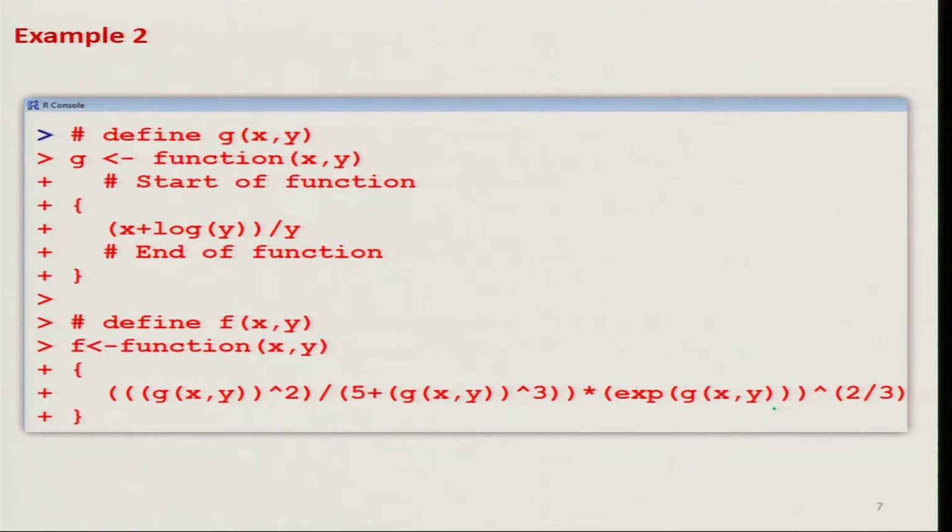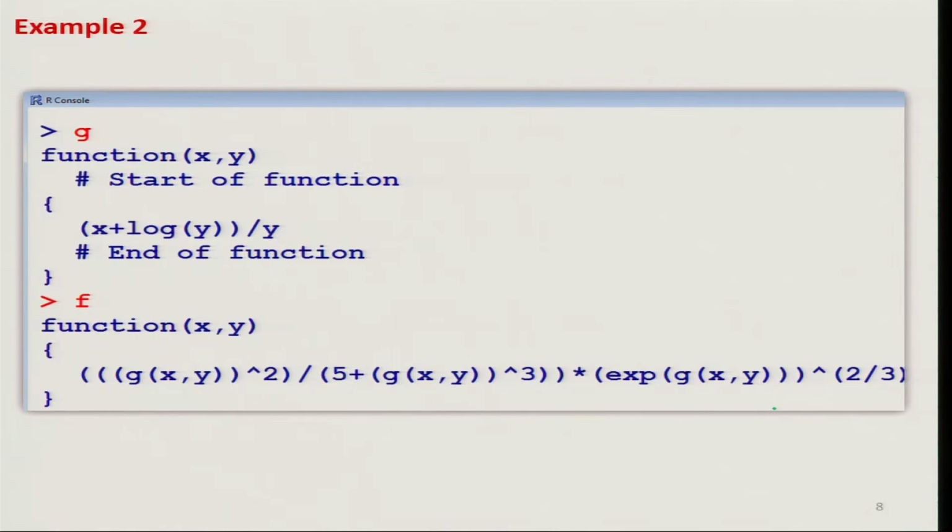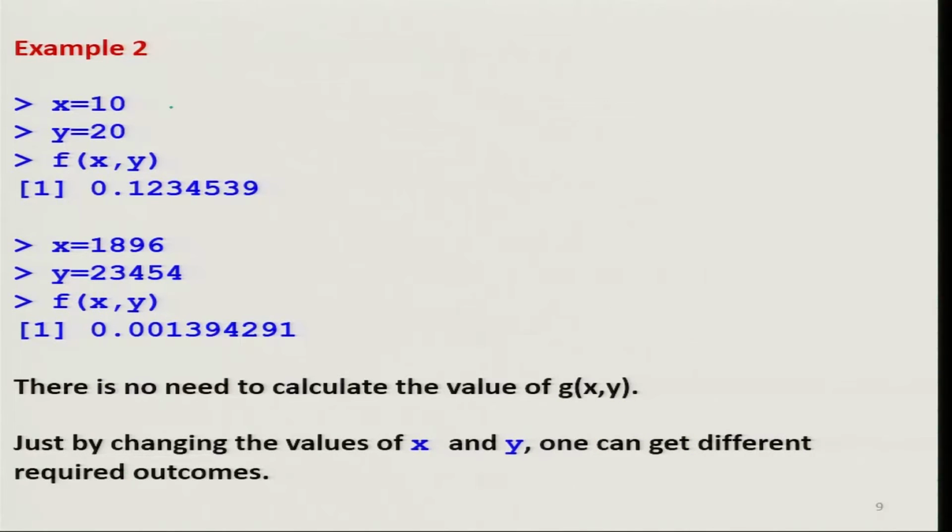So, here is the screenshot of the function that I did. If you try to see here, I give a value of x and y as 10 and 20 respectively, and then I write f(x, y) and I get this outcome. Similarly, if I choose any other values of x and y, I get a different value. So, you can see that in order to compute f(x, y), we need not compute g(x, y) separately. I am calling a function inside a function, and just by changing the values of x and y, I can get different required outcomes.